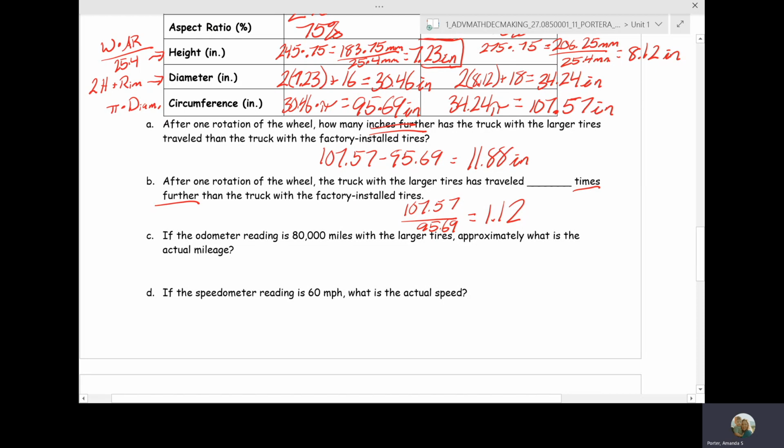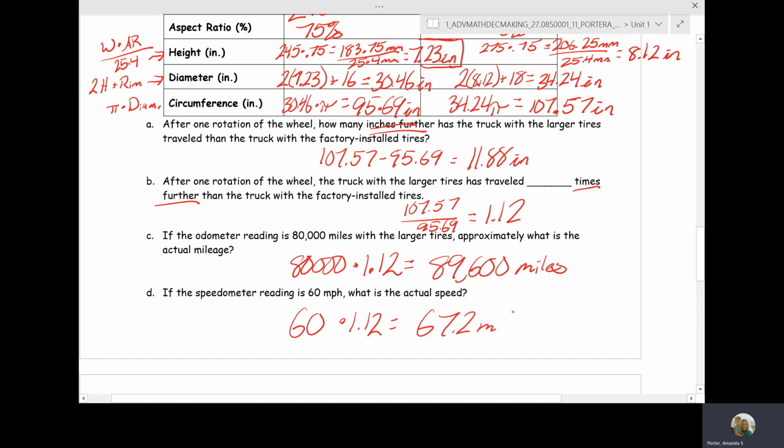Remember, if the odometer reads one thing, it's based off the original tires. So I would get those 80,000 and I would multiply it by 1.12 because the larger tires are that much further every time that they spin. We get 89,600 miles. And same thing with the speedometer. If it's 60 times 1.12, your actual speed is 67.2 miles per hour.